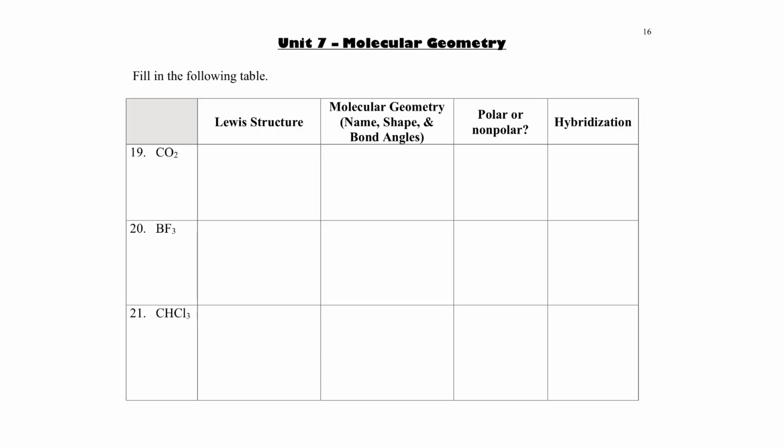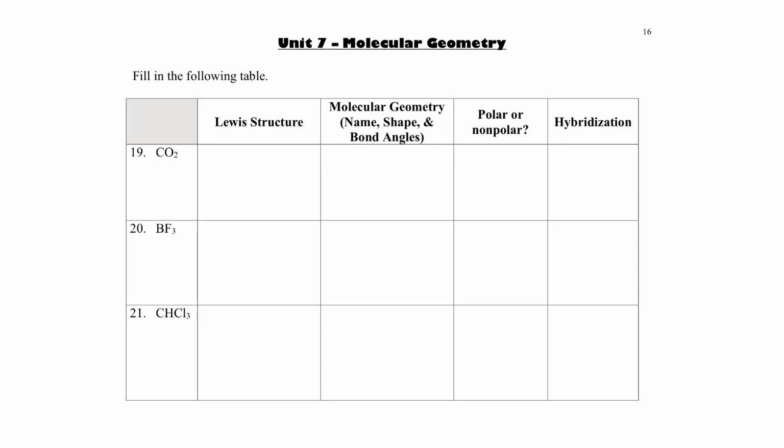So, I'll go through the first one in a little bit more detail, and then I'll try and go through the next a little bit quicker, but we'll be doing questions 19 through 25. Okay, so your first step, anytime you're doing a molecular geometry question, should always be to calculate the total number of valence electrons. Okay, so if you look on the periodic table, you'll see that carbon is in group 14.